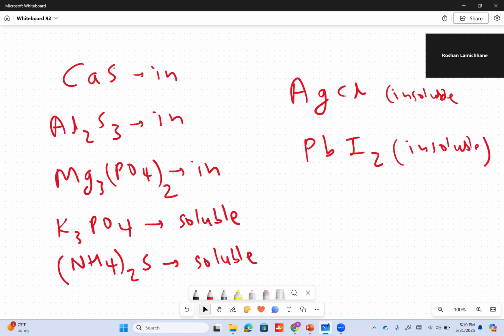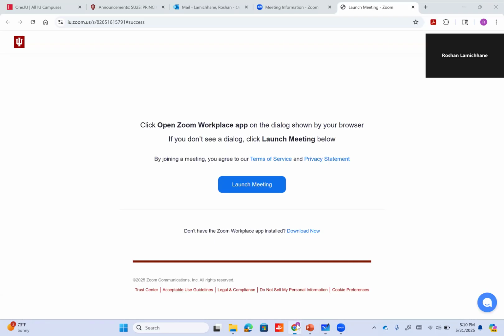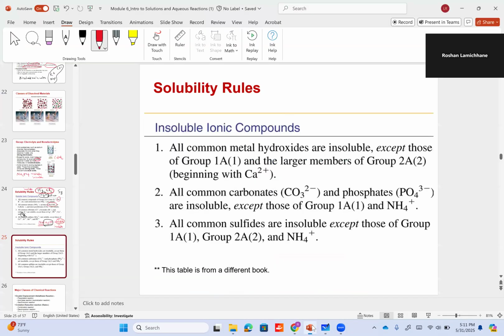Let me double check with PbI2. My rule says yes, PbI2 is also insoluble in water. So if you answered all of these correctly, it means you know how to use these two PowerPoint slides, assuming you've memorized the rules and are able to conclude whether a salt is soluble in water or not.